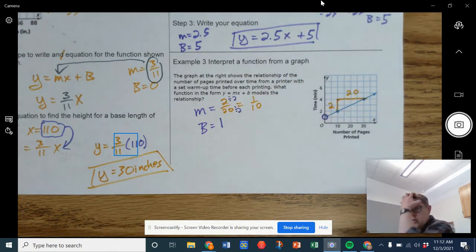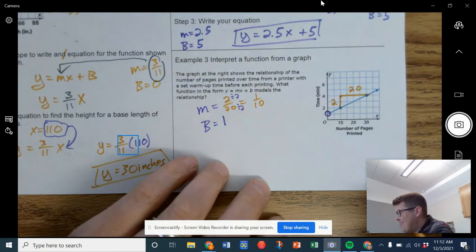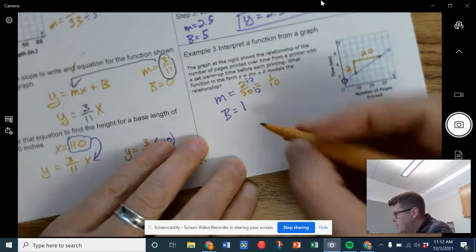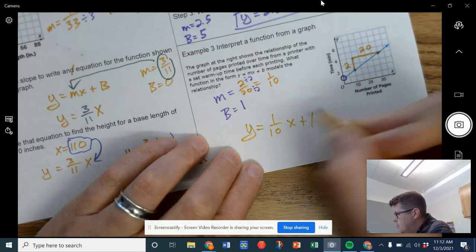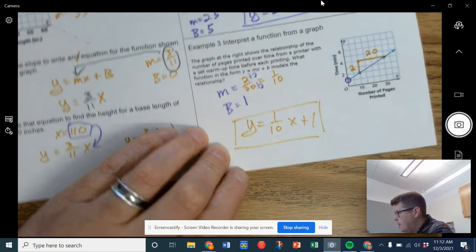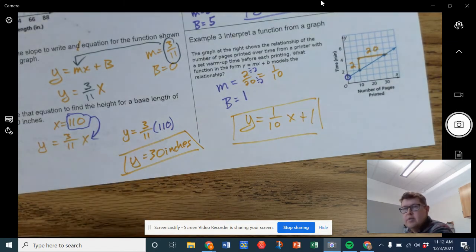So we have our m value, our slope, of 1/10, and we have our b value of 1. When we put it together, it's y equals 1/10 x plus 1. That is the relationship that models the number of pages printed over time.